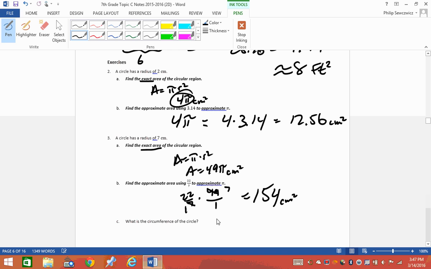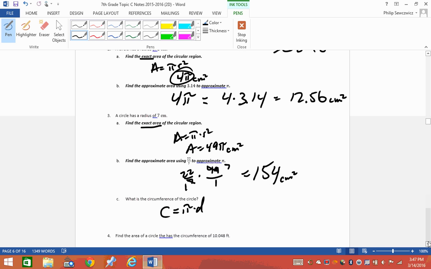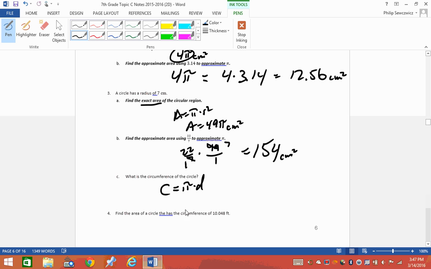All right. And then the last one here, what's the circumference? Okay, bounce back, formula for circumference. Hello, pi times diameter. So what's the diameter of this circle? Well, if the radius is 7, then the diameter is 14. So I would take 14 pi. They didn't tell me what to use, so I can leave it as 14 pi, or I can use my 3.14. And if I did that, I'm going to end up with 43 and 9600ths.